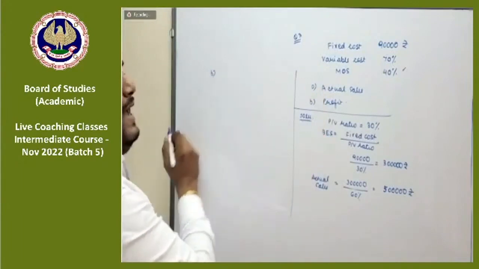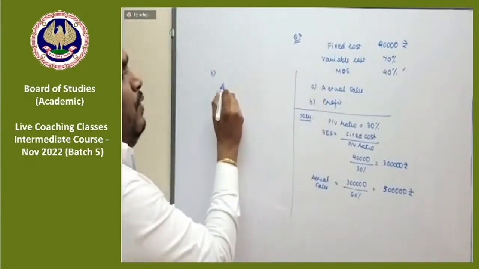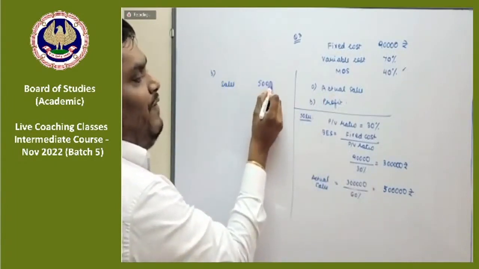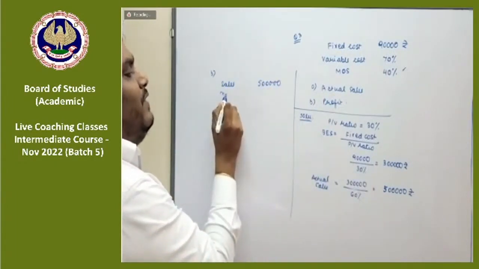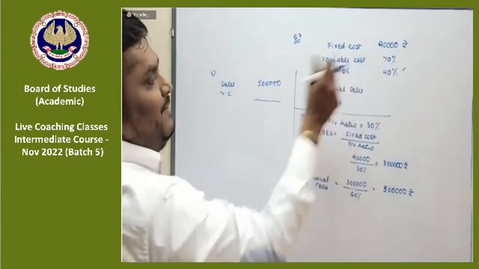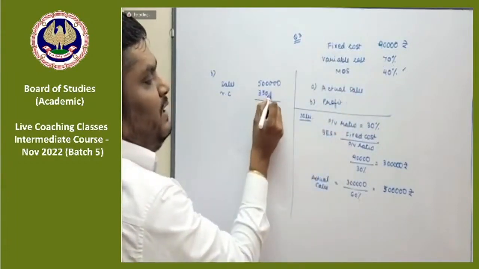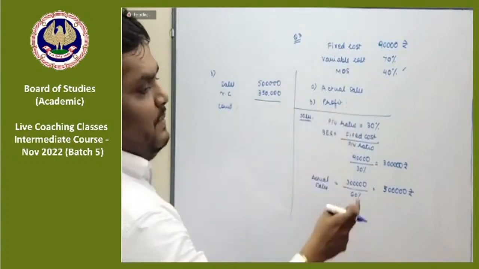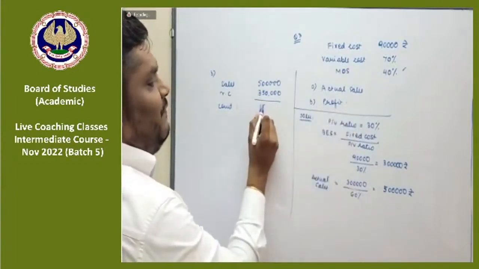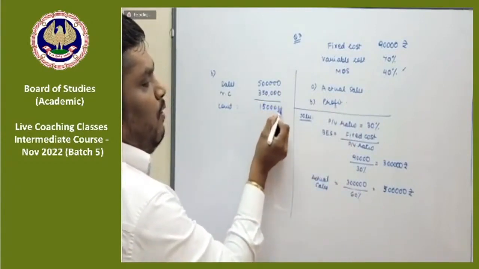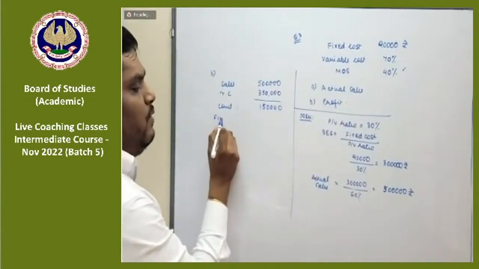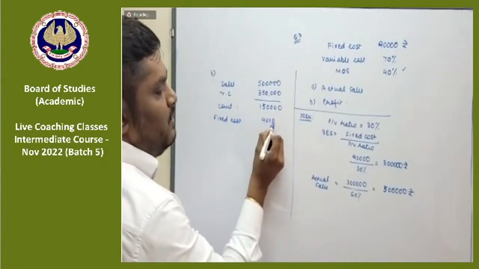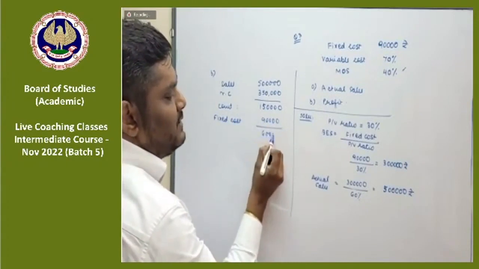When talking about the calculation of profit, very simple, guys. My actual sales is how much? 5 lakh. My variable cost is how much? 70%. So 3,50,000. So my contribution will be how much? Very simple. This will be 1,50,000. My fixed cost will be how much? 90,000. So my profit will be 60,000.